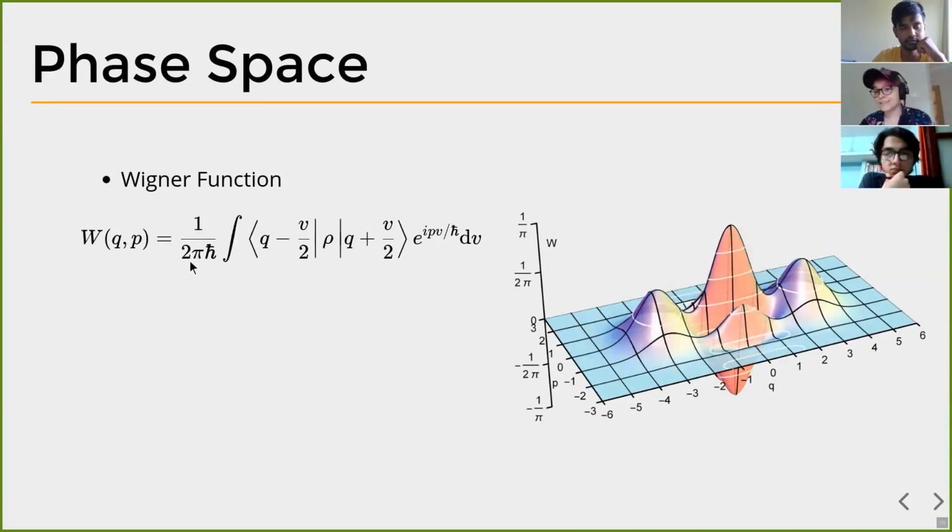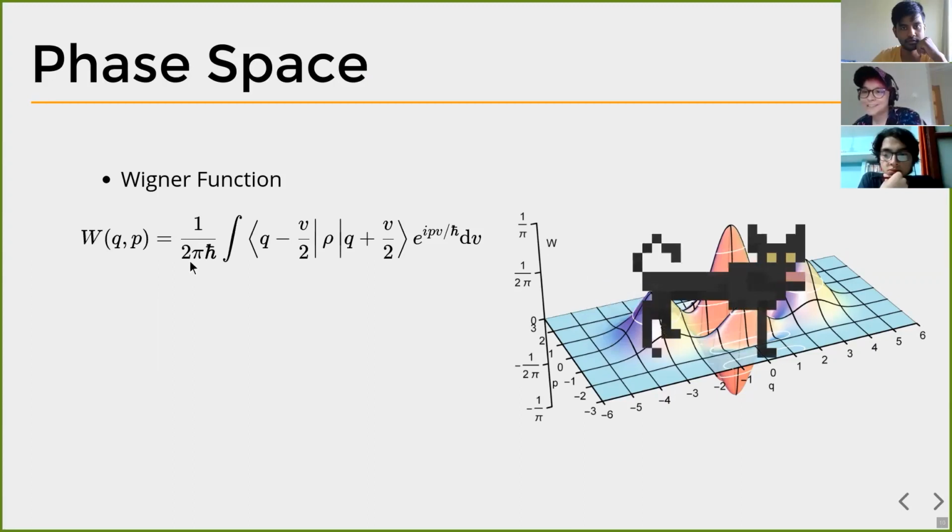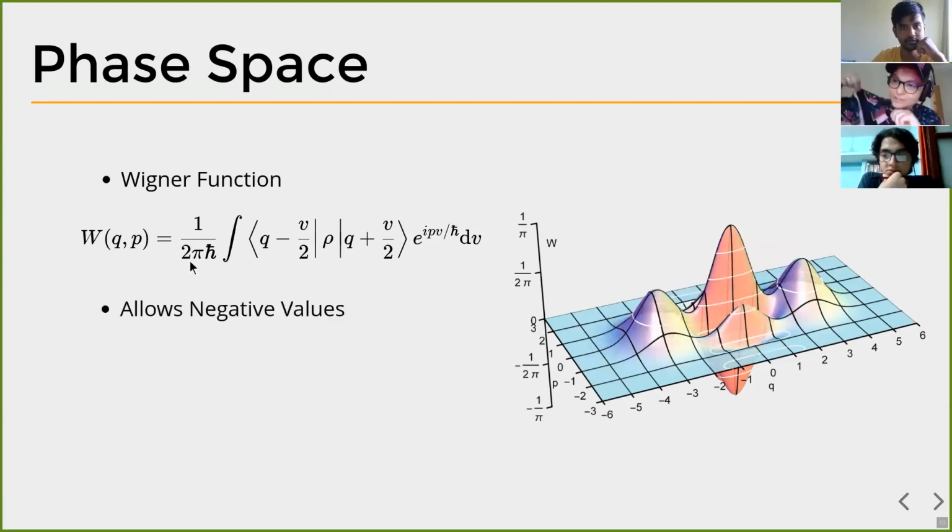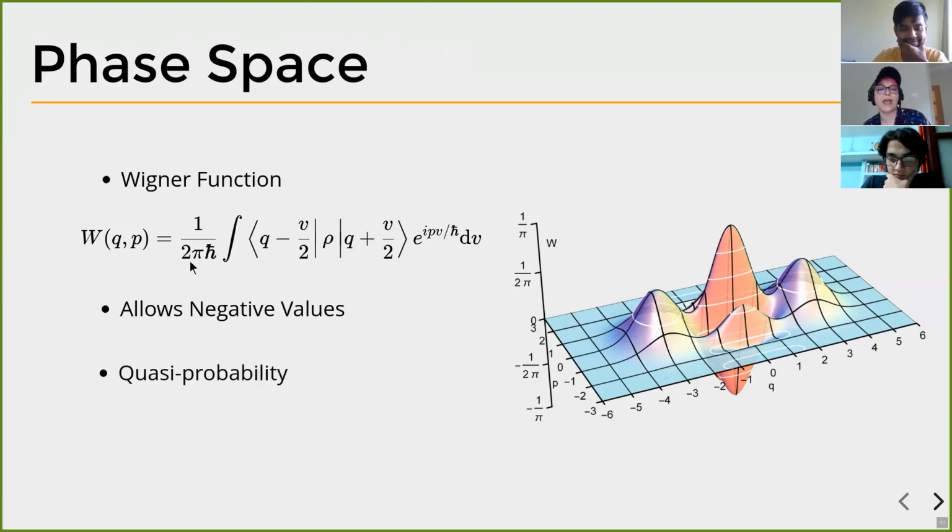For instance, this specific state is called a cat state. I like it very much because I'm a cat lady, as you can see by my shirt, there are some tigers here. Panthers, I would say. And it's a very interesting function because you can say this is a probability distribution, right? But it's kind of weird because it allows some negative values. Usually a probability distribution is not like this. So actually this is called a quasi-probability distribution.